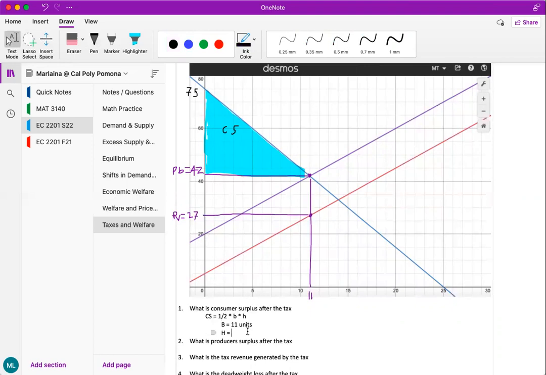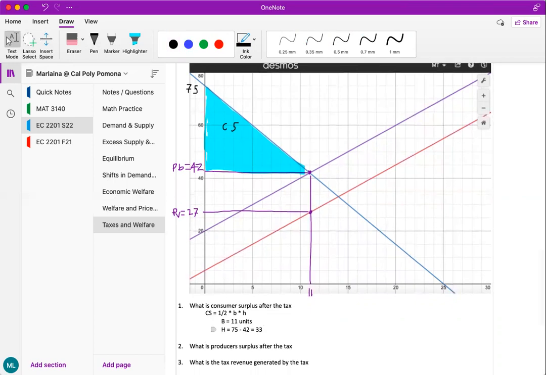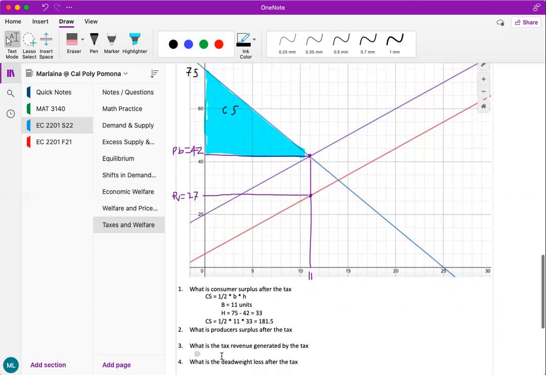So we'll just plug that in. 75 minus 42 is 33. Plug that into our original equation. Consumer surplus is 1/2 times a base of 11 times a height of 33. And we get 181.5 for our consumer surplus in this instance. Now moving on down to our producer surplus.